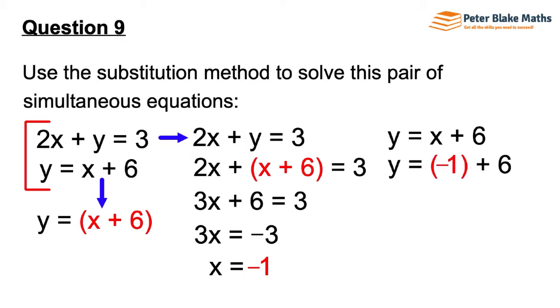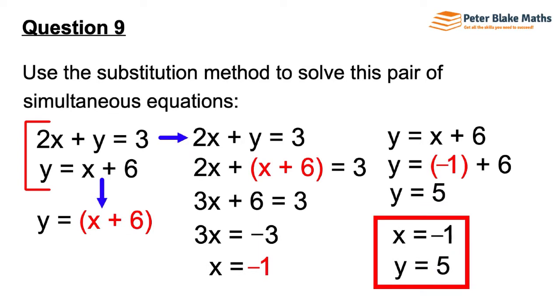So I've got y, instead of the x, I've put a minus 1 because we're halfway through the question, or more than halfway through, and we've found that x equals minus 1 so far. Minus 1 plus 6 is 5. So overall, we've got our solution to the pair of simultaneous equations as x equals minus 1 and y equals 5. Quite tricky. There's a video on simultaneous equations that you should watch from my website or my YouTube channel.